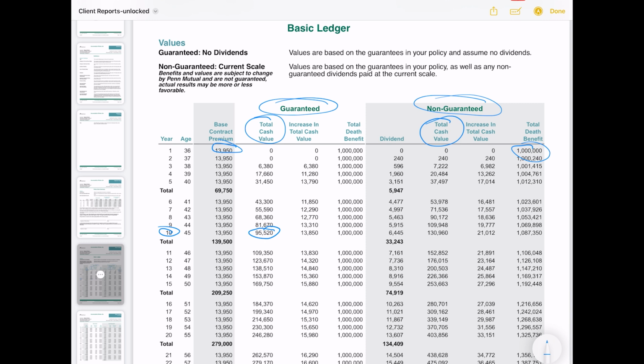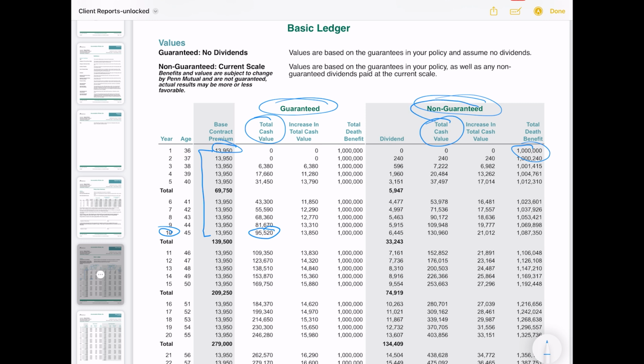$95,520 is the accumulated guaranteed cash value in the policy, and that has accumulated by virtue of the policyholder having paid the $13,950 in premium. Obviously, not all $13,950 goes towards the accumulation of guaranteed cash value. There are insurance expenses that are deducted from that $13,950, and what is left over accumulates guaranteed cash value.